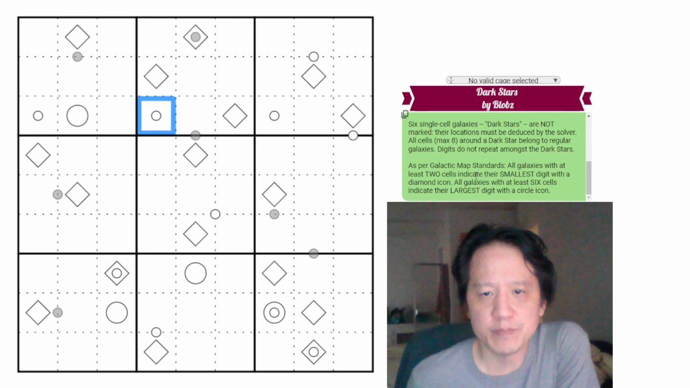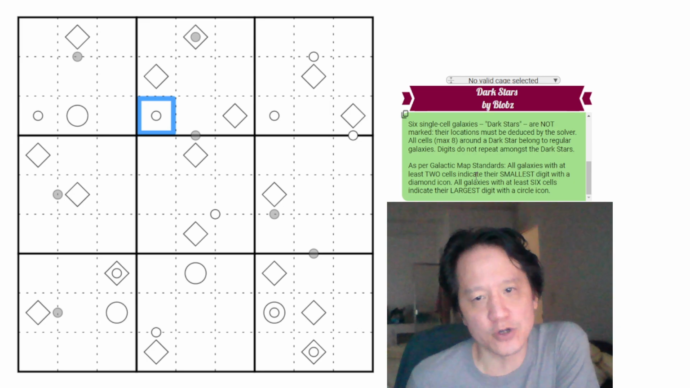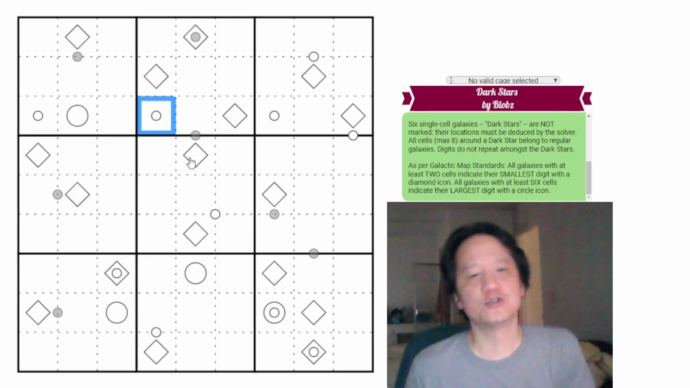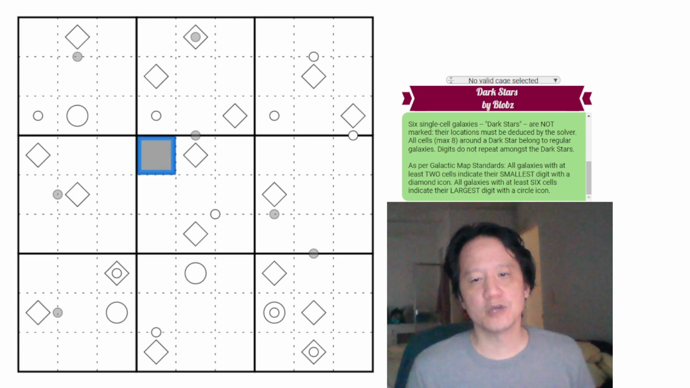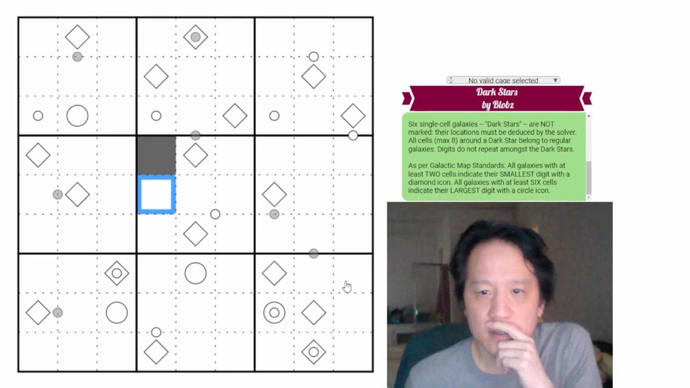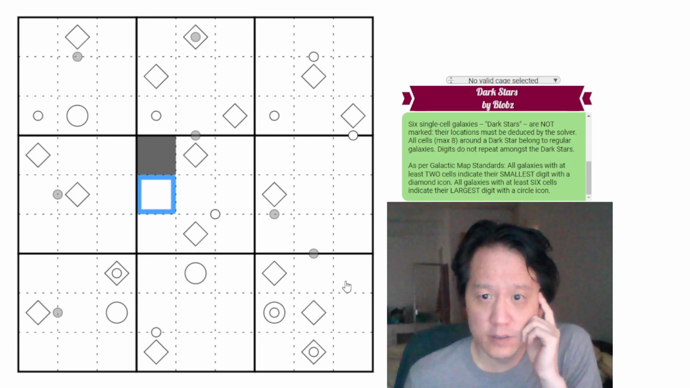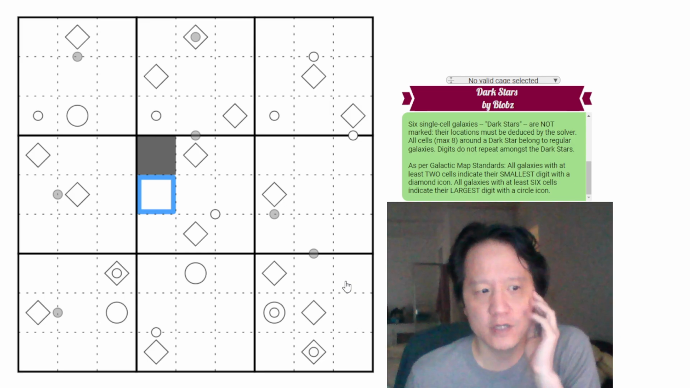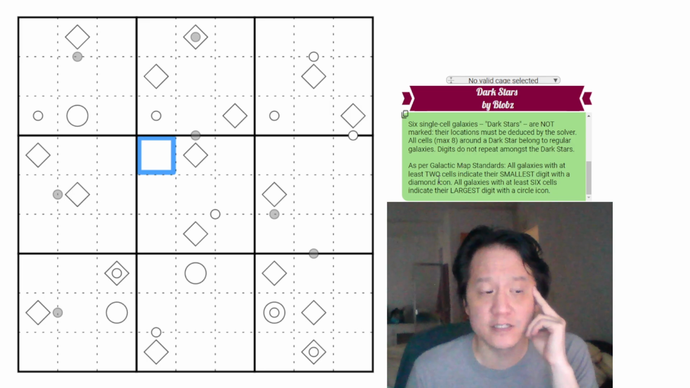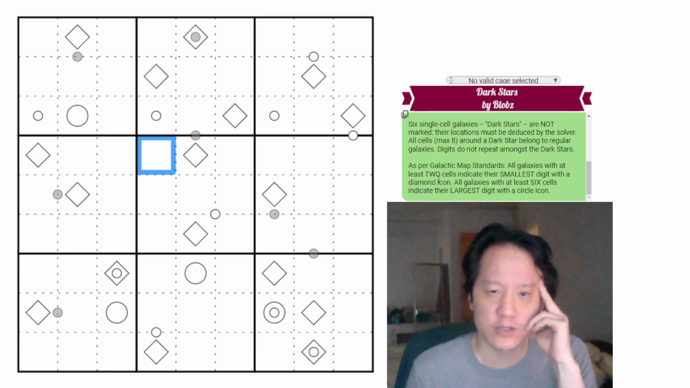All cells, max 8, around a dark star belong to regular galaxies. So that means you cannot have a dark star next to a dark star. They all have to be part of another galaxy, a normal or regular galaxy. Digits do not repeat amongst the dark stars. So you have six unique digits in those single-cell galaxies.